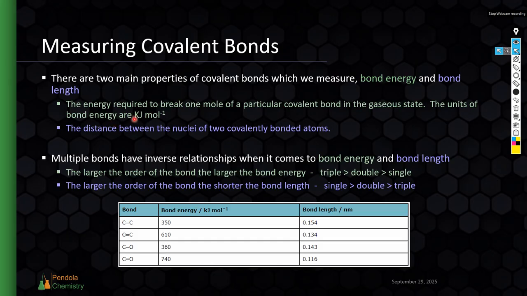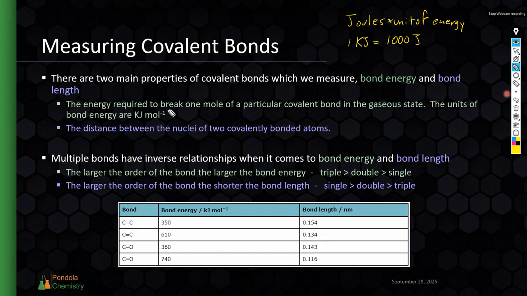The units for bond energy are in kilojoules per mole. Why? Kilojoules is our energy unit. We discussed this actually once when we talked about ionization energy, but joules are a unit of energy. So a kilojoule, a kJ, is just 1,000 of those joules, right? 1 kilojoule is just 1,000 joules. That's where the kilo comes from.